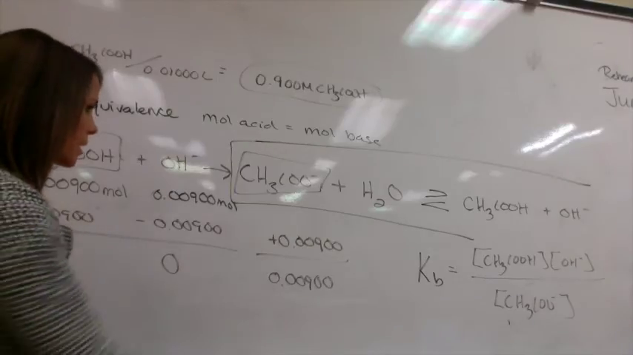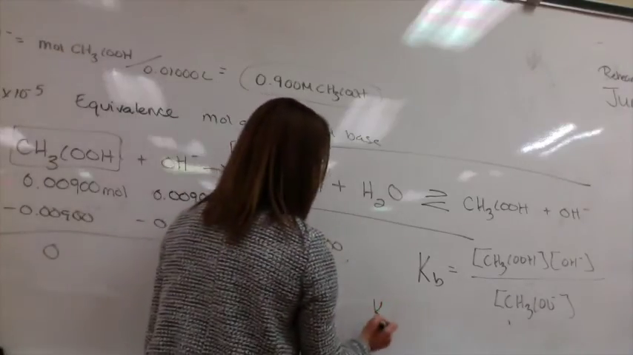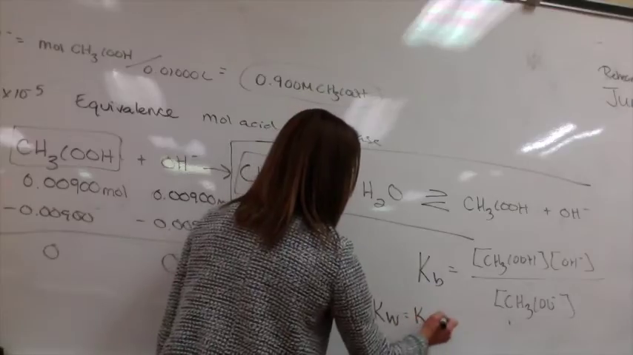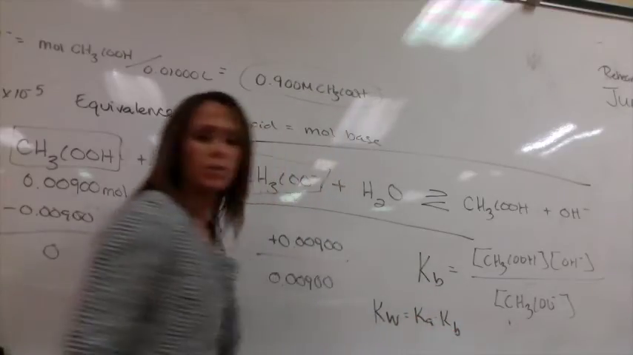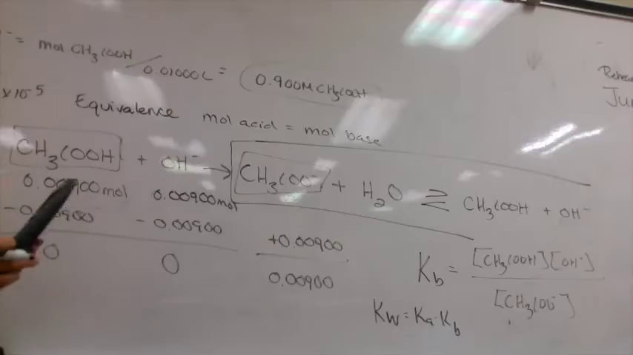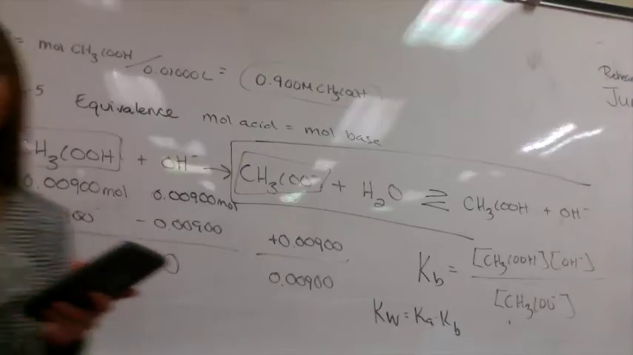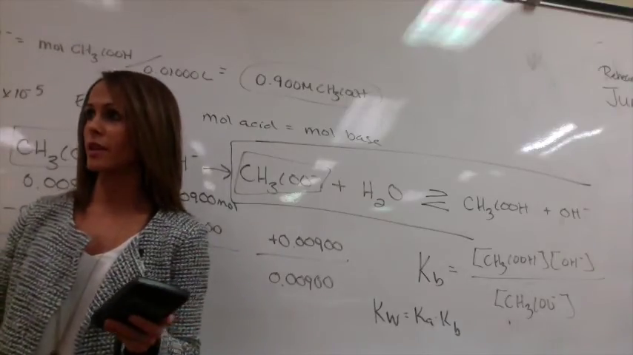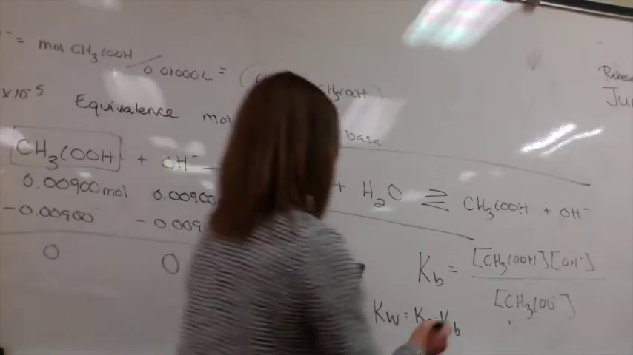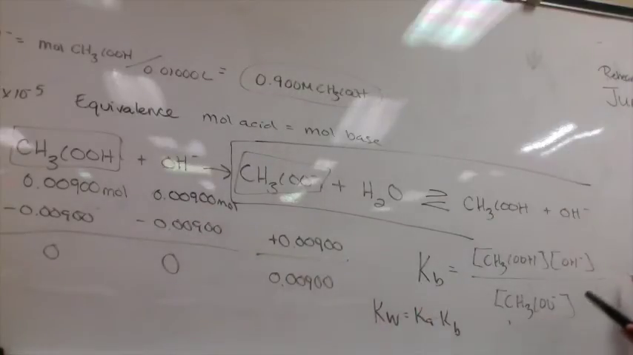So we're going to find Kb from doing a Kw. So Kw is equal to Ka times Kb. So let's solve for that first. So 1 times 10 to the negative 14th divided by our Ka, 1.8 times 10 to the negative 5th. And remember that Ka and Kb are for the conjugate acid base pairs, right? So my Kb is 5.56 times 10 to the negative 10th.